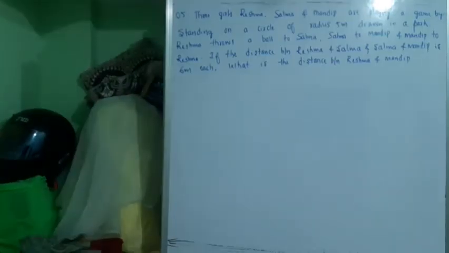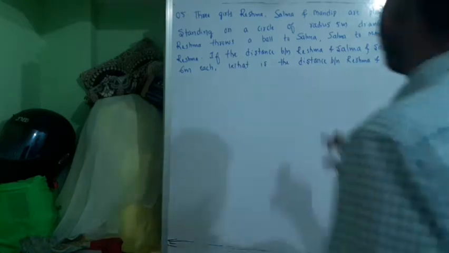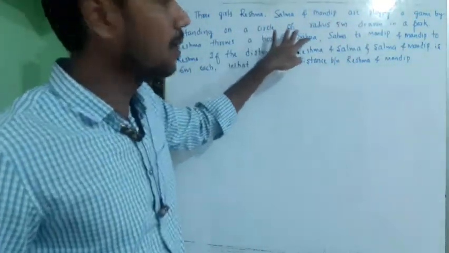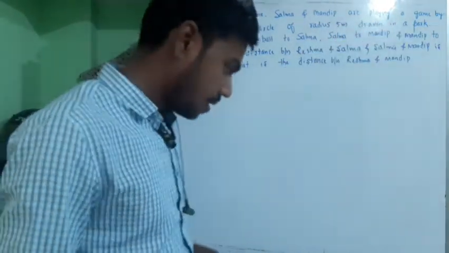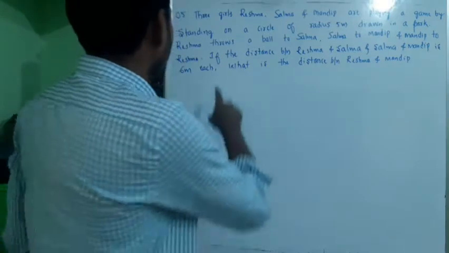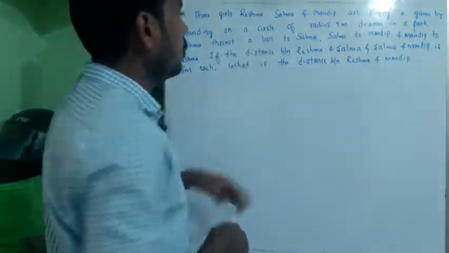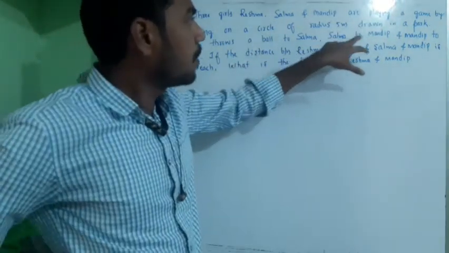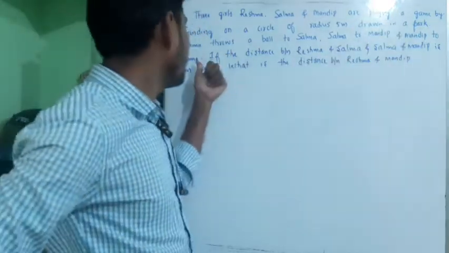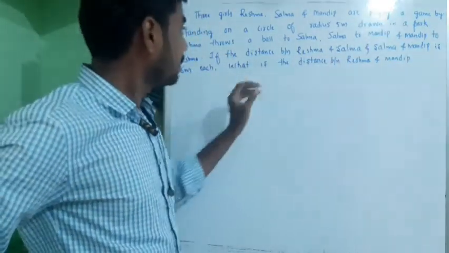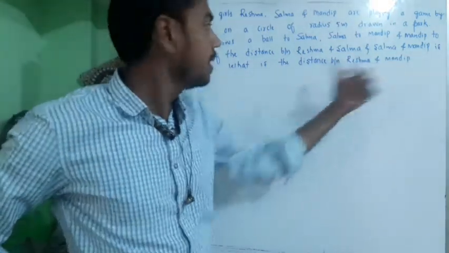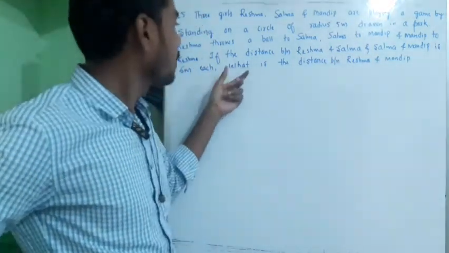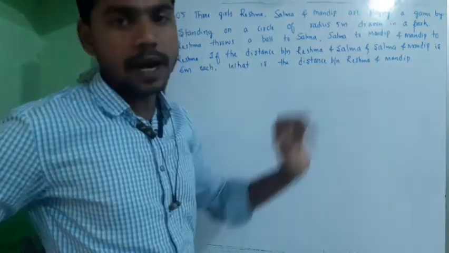Next, fifth question. Three girls, Reshma, Salma and Mandeep, are playing a game by standing on a circle of radius 5 meters drawn in a park. Reshma throws a ball to Salma, Salma to Mandeep, Mandeep to Reshma. If the distance between Reshma and Salma, Salma and Mandeep is 6 meters each, what is the distance between Reshma and Mandeep?